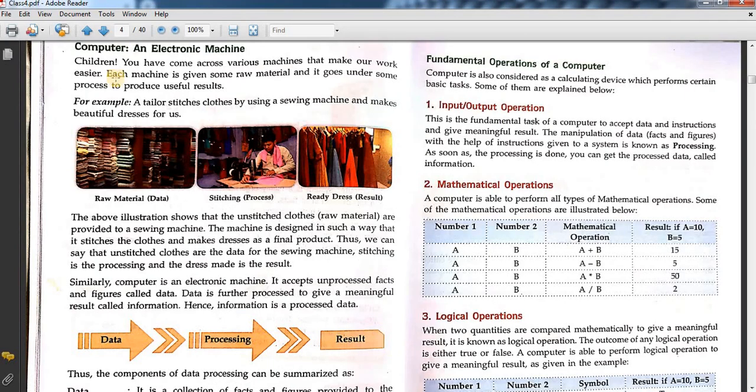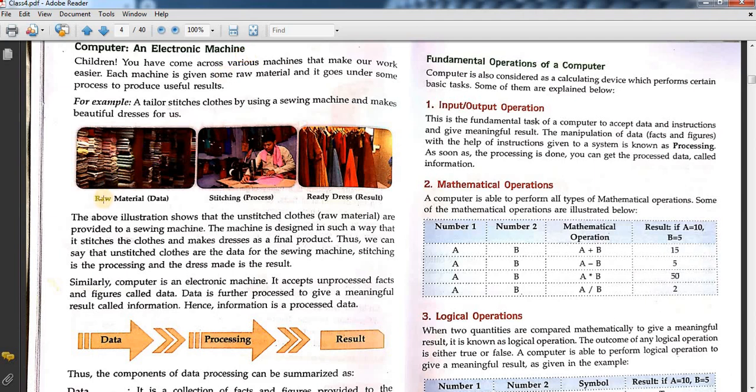Now computer. Computer is an electronic machine. It makes our work easier. So whatever tools that are used to make our work easier are known as machines. So computer also helps us do our tasks more easily. That's why it is an electronic machine. Whenever we want to do any work in a computer, we need to give some input so that the computer can give some output accordingly.